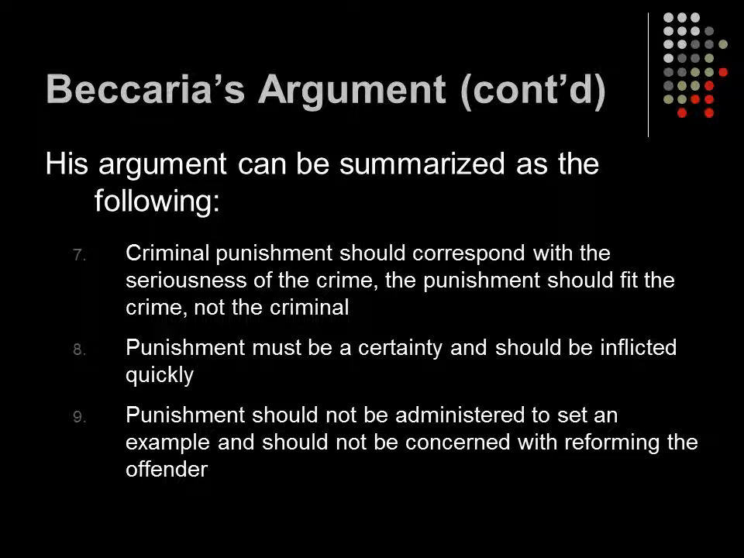Number eight says punishment should be certain and it should be inflicted quickly. Beccaria said that if punishment was uncertain, and even if it was inflicted, if it was delayed, then you kind of lose the effect of the punishment at that point. And he said in number nine that we should not be concerned with reforming somebody or making an example of them to the public. Again, this just goes back to his idea of the retributive philosophy of punishment, but essentially just saying we should not concern ourselves with those kinds of outcomes.